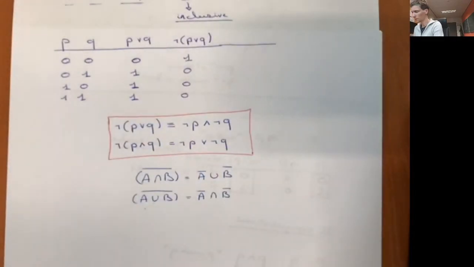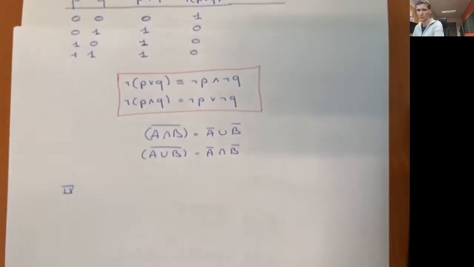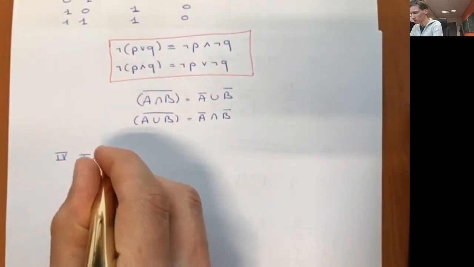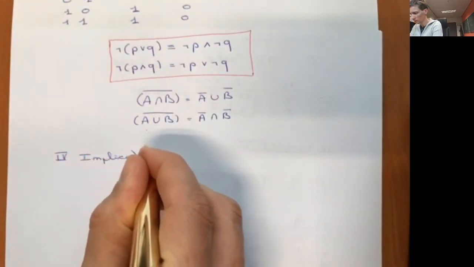Good. So negation, conjunction, disjunction. Let's go to the fourth way to combine formulas into new ones, and this is called implication.